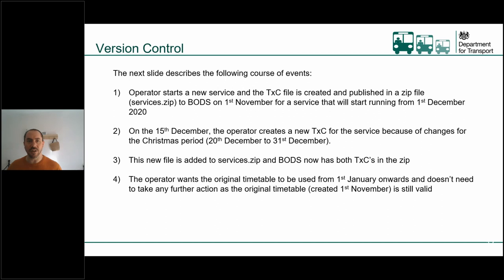So the scenario is that an operator starts a new service and the TransXChange file is created and published in a zip file on the 1st of November. So this means that on the 1st of November, they sat at their machine, opened up their scheduling software, exported the file, and published it to BODS. But this file is for a service that is valid from the 1st of December 2020. They've supplied it to BODS in advance of that service taking effect. So the operating period shows that the service will start from the 1st of December.